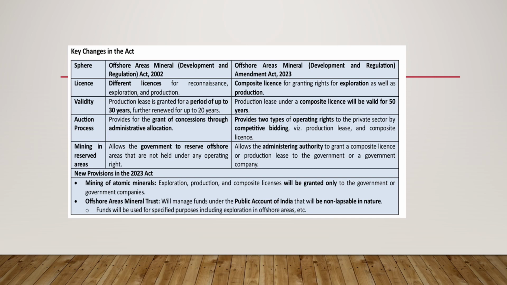New provisions in the 2023 Act: for mining of atomic minerals, exploration, production, and composite licenses will be granted only to the government or government companies. Then about the Offshore Areas Mineral Trust, it will manage funds under the public account of India that will be non-lapsable in nature. Funds will be used for specified purposes including exploration in offshore areas and others.